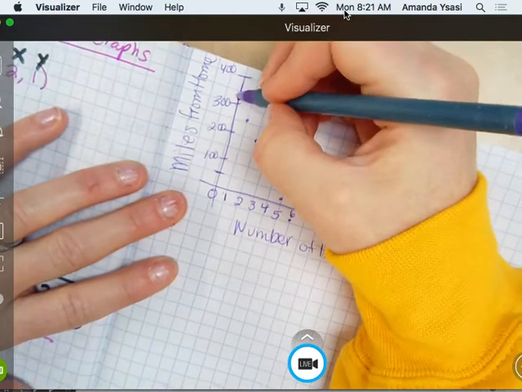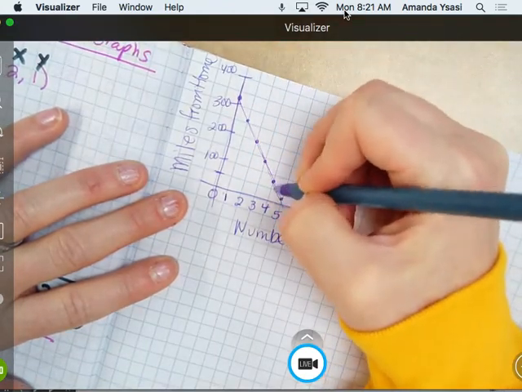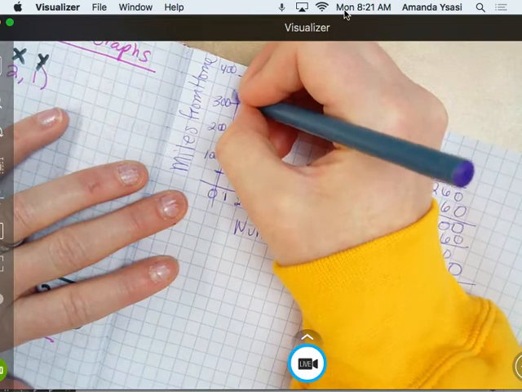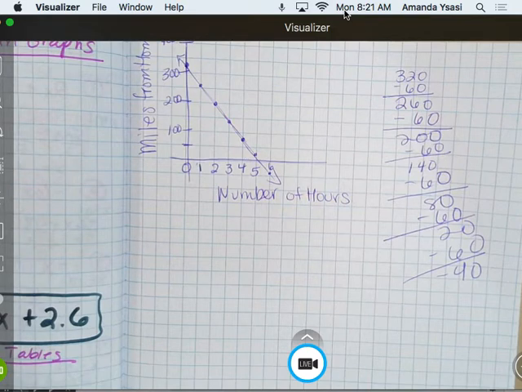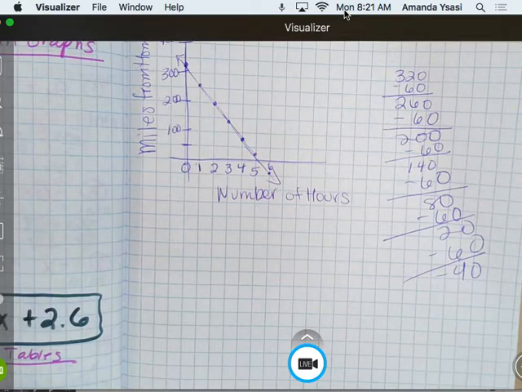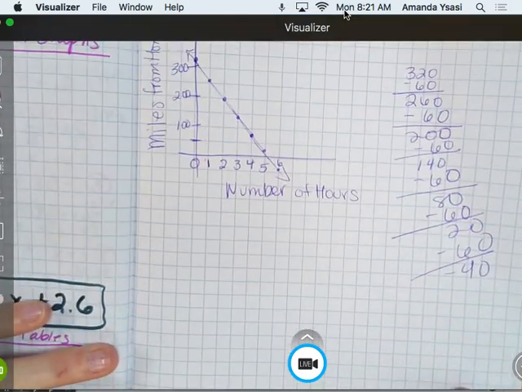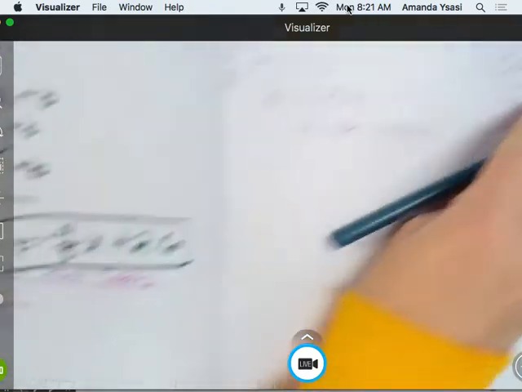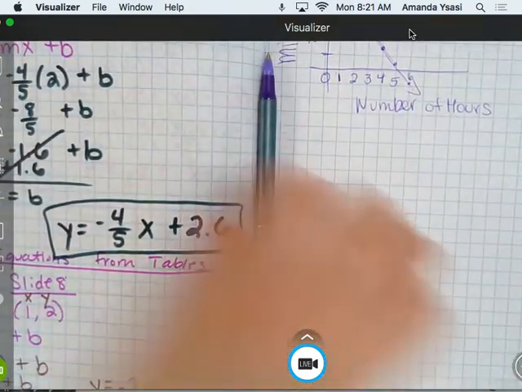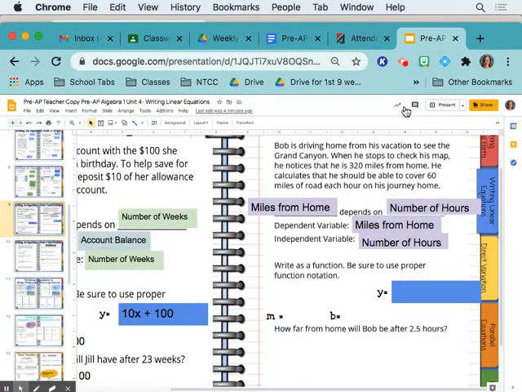But it's a constant rate of 60 miles per 1 hour. So about how long did it take to get home? How many hours do y'all think? 5.5-ish. Yeah. Okay. So this is our independent and this is our dependent. That's what we were getting at. And then I kind of got distracted and off on a tangent, but it's still the same thing. So miles from home depends on number of hours. So our dependent is miles from home. Then our independent is our number of hours.